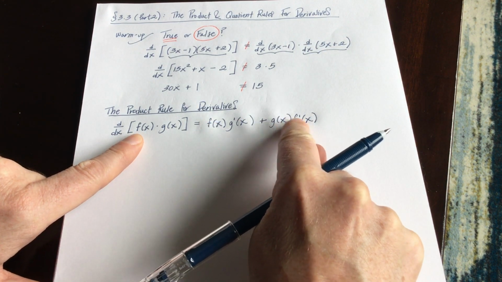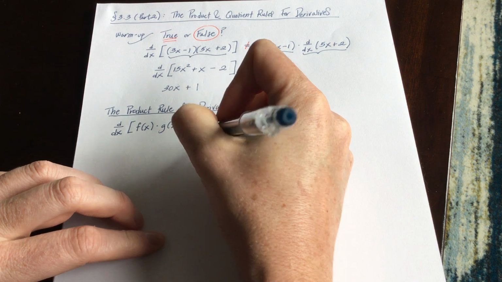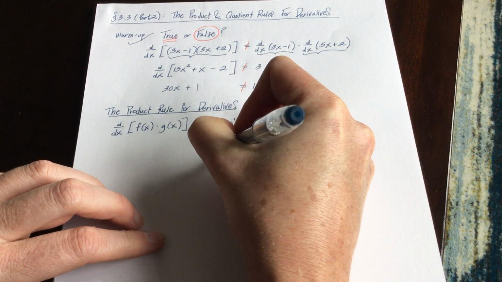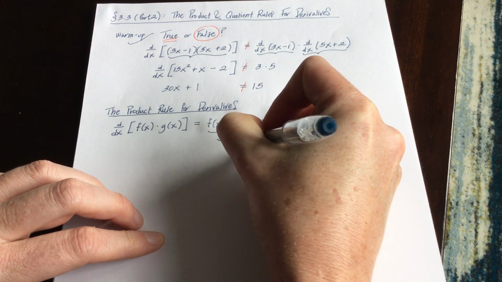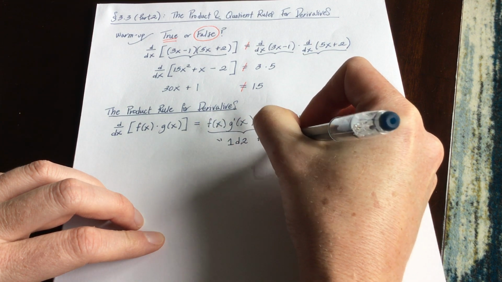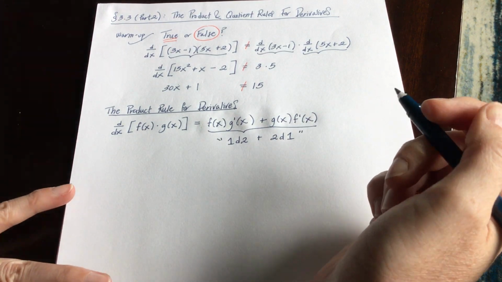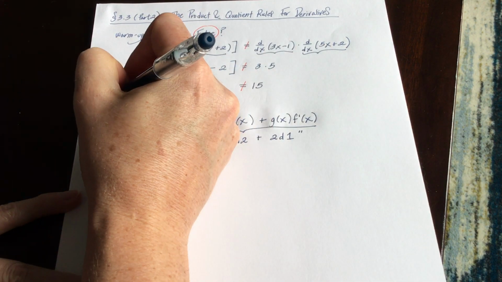1d2 plus 2d1. So I'll just put that underneath. The way I remember this is 1d2 plus 2d1. The d means "derivative of" in my mind. Okay? All right, so that is the product rule for derivatives.